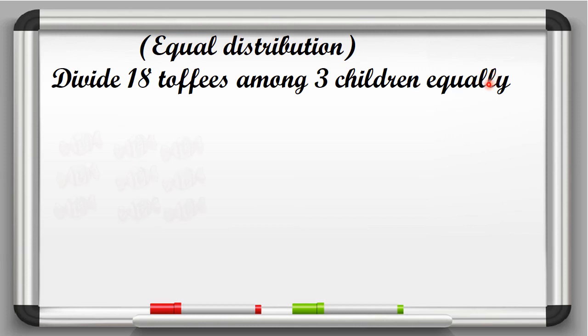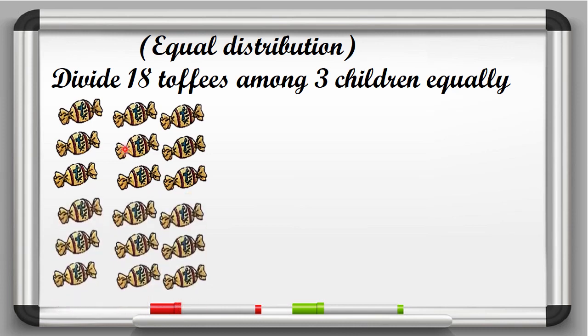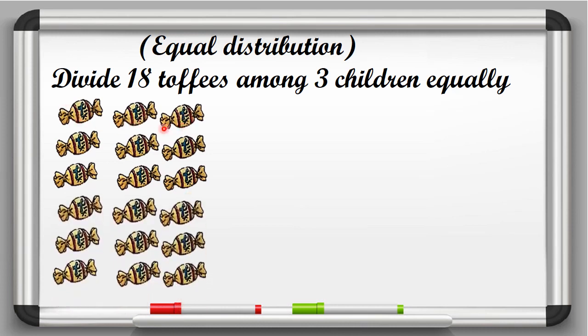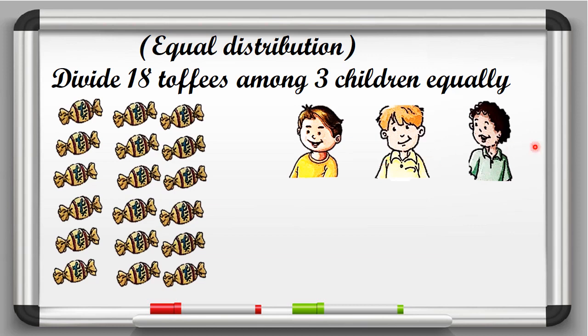So let's see how many toffees we have here. Let's count 1, 2, 3, 4, 5, 6, 7, 8, 9, 10, 11, 12, 13, 14, 15, 16, 17, 18. Here we have 18 toffees and here we have 3 children. Now we have to distribute these toffees among these 3 children. So we will have to write here how many toffees each child will get.